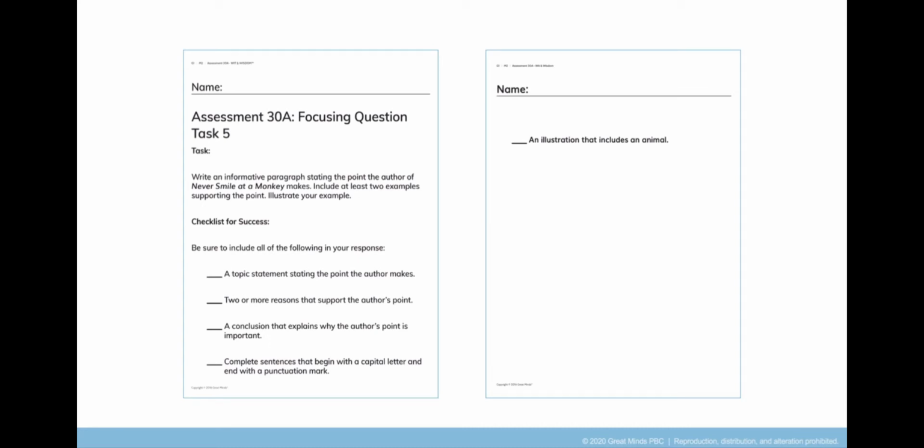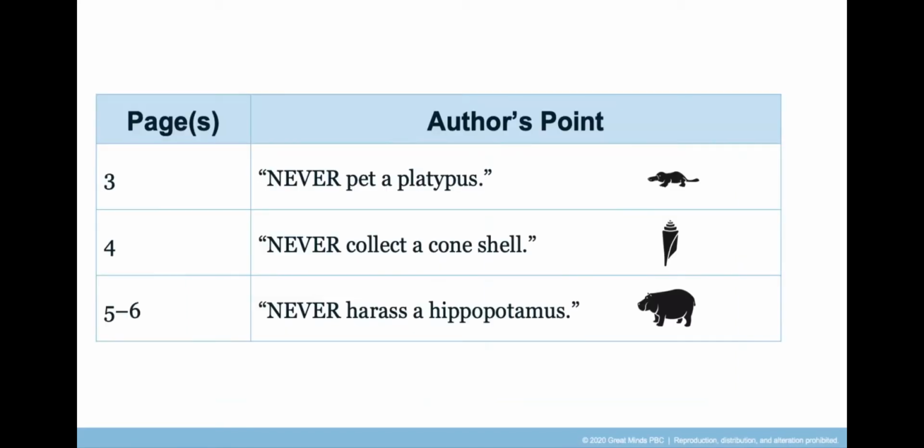But first, we need to figure out the author's point or message for the whole text. Since you'll be writing about the author's point for the whole text, let's review the author's point we've discussed previously. Never pet a platypus. Never collect a conch shell. Never harass a hippopotamus. What's similar about all these points? I'll ask it again. What's similar about all of these authors' points? What is the author trying to tell us? Share with your learning partner or just say it aloud.